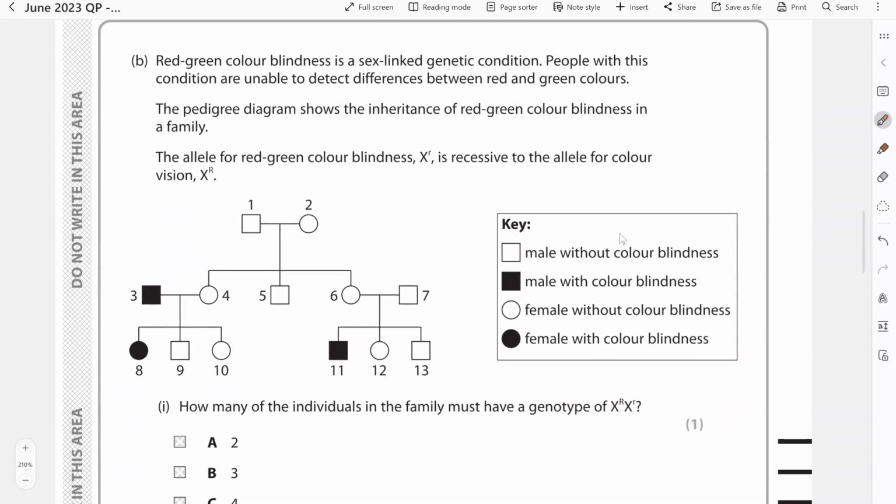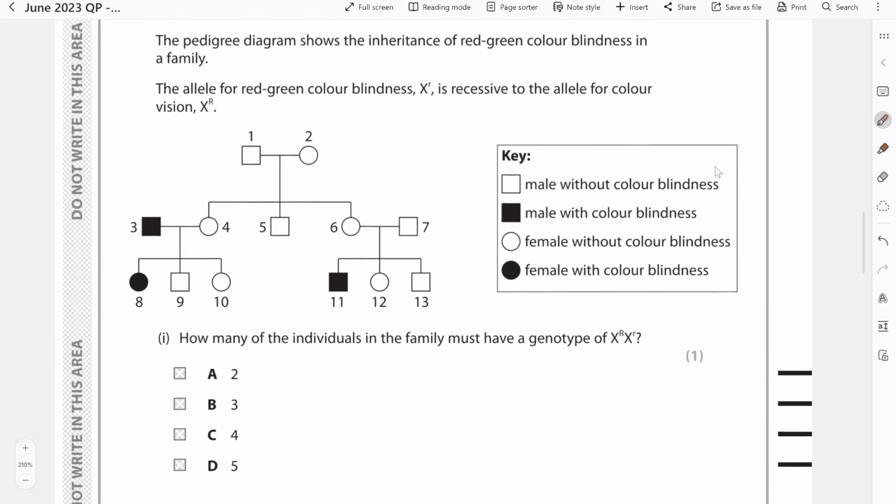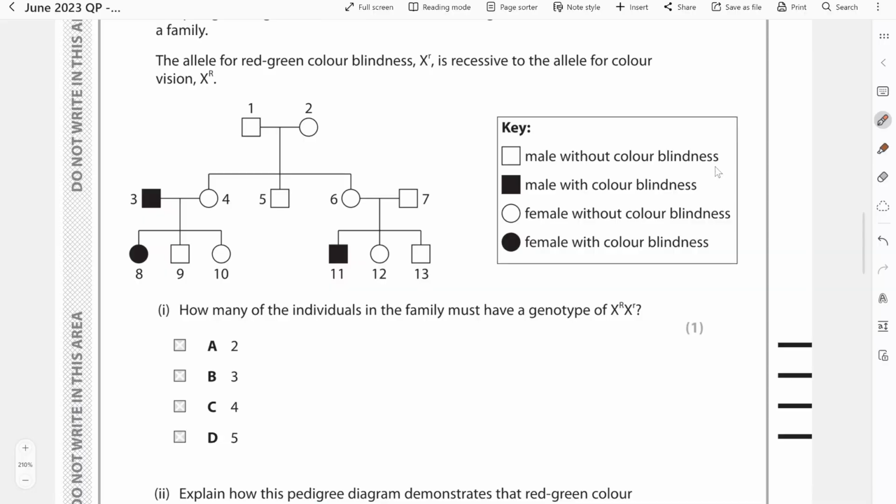All right, let's go over part B. Red-green color blindness is a sex-linked genetic condition. People with this condition are unable to detect differences between red and green colors. The pedigree diagram shows the inheritance of red-green color blindness in a family. The allele for red-green color blindness is recessive, and the one for colored vision is the dominant allele.